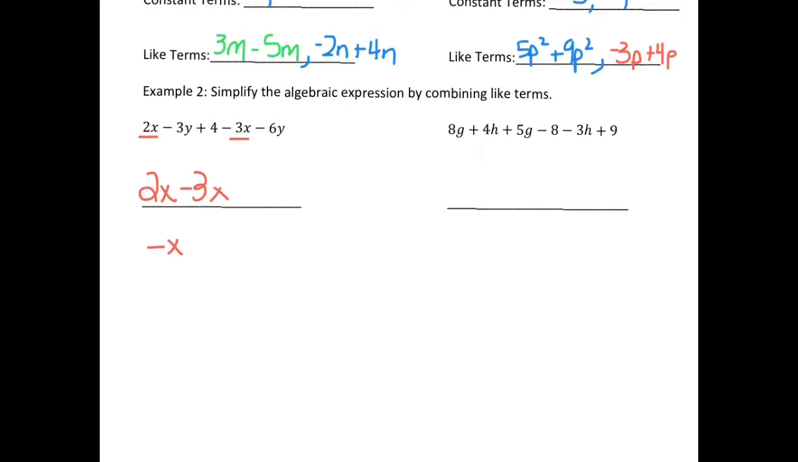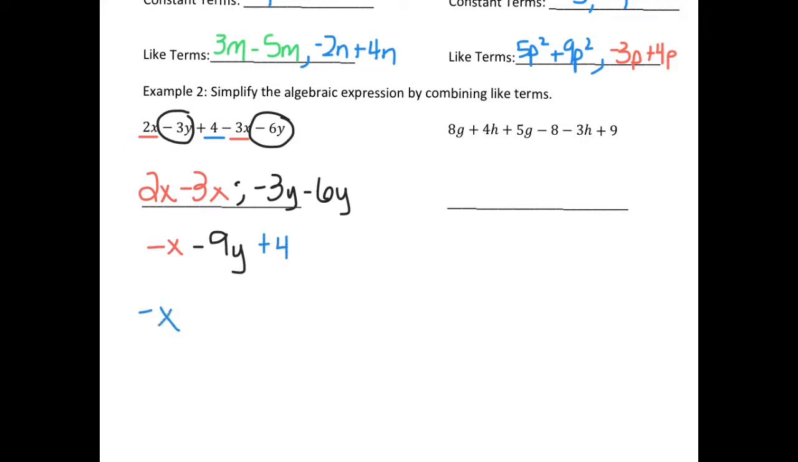I have -3y and -6y. -3y minus 6y, this is same signs, add and keep, gives me a -9y, and then my last term is a constant plus 4. So simplified, this becomes -x minus 9y plus 4.